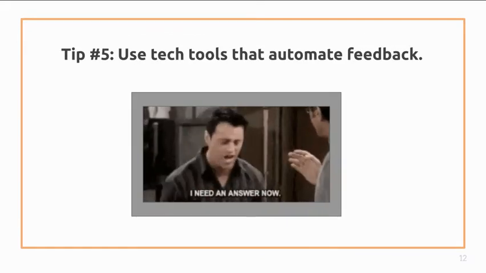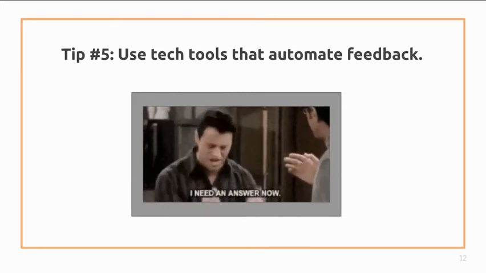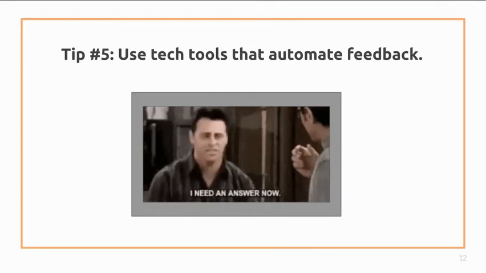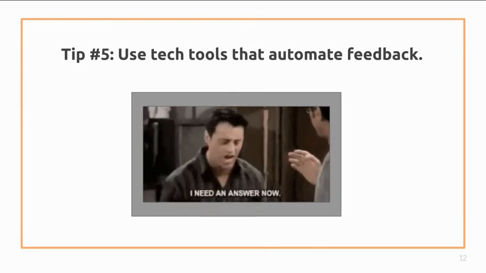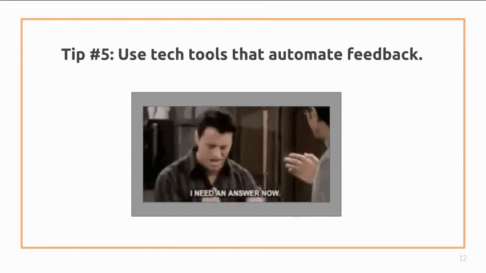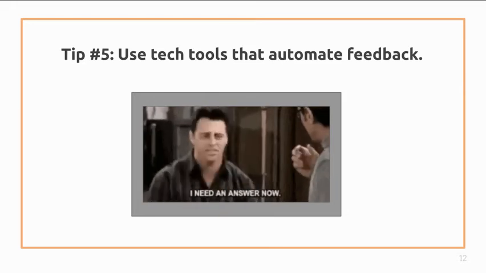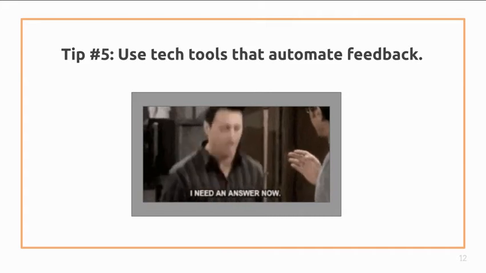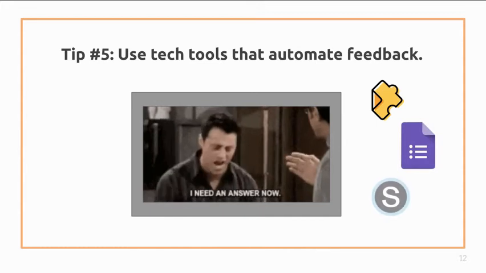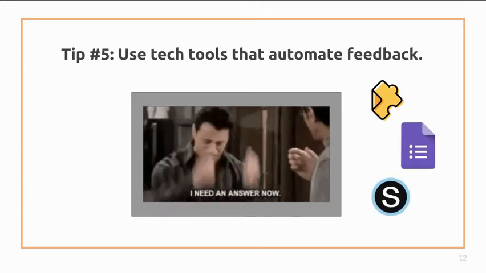Tip number 5, use tech tools that automate feedback. There are many tech tools that can automatically grade student responses and provide appropriate feedback. Computer-generated feedback lets students know when they are on track. Some tools can even provide hints for help. Besides relieving the burden of the educator providing all the feedback, these tools increase student engagement due to the just-in-time feedback. In the Tools and Resources section, we'll show you how to create automatically graded questions in Google Forms, Edpuzzle, and Schoology.